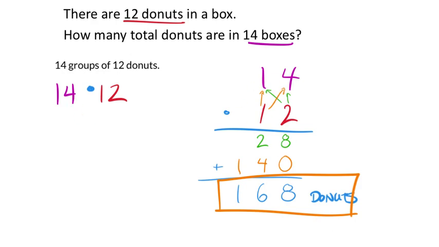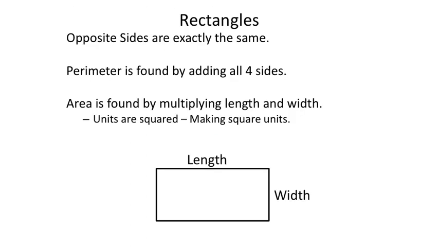You could have just taken 12 and added itself to itself 14 times. You'd still get the same number, and I would be okay with that. All right, rectangles. We've seen this before. Rectangles, the unique thing about rectangles is that the opposite sides are exactly the same length.